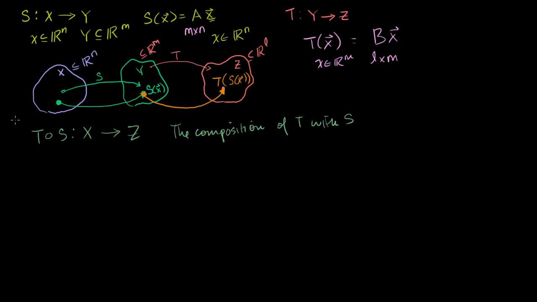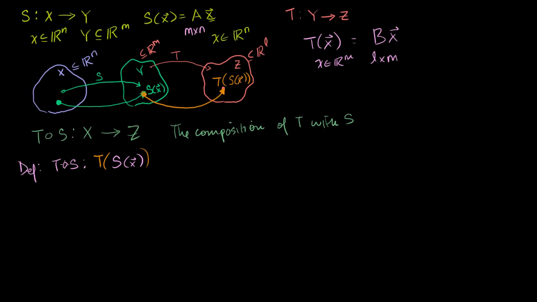So let's define the composition of t with s. This is going to be a definition. Let's define the composition of t with s to be, first we apply s to some vector in x to get us here, and then we apply t to that vector to get us to set z. So we apply t to this thing right there.